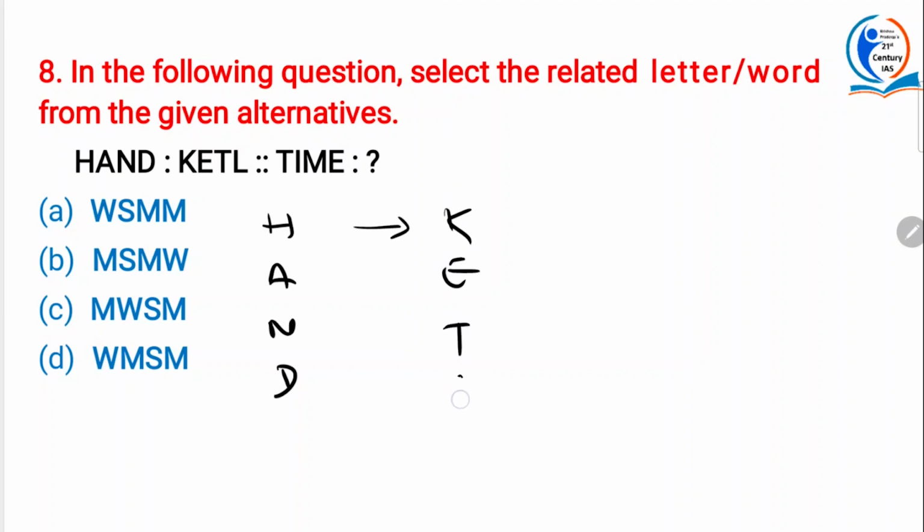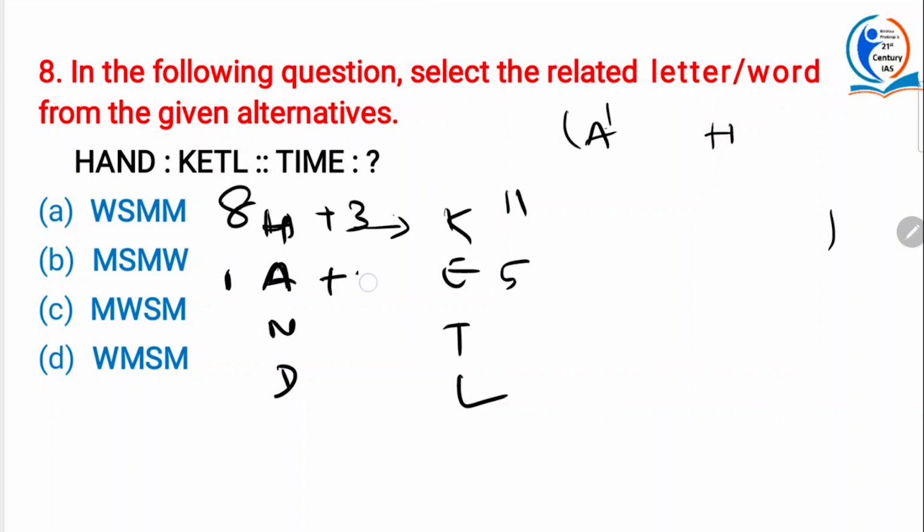KETL. Okay. Now, if you take the letters in the alphabet, A is 1, then H is how much? 8. And what is the value of K? K is the 11th letter. So, H plus 3 is K, that is 8 plus 3 is 11. Similarly, A stands for 1 and E stands for 5. That means A plus 4 is giving 5.